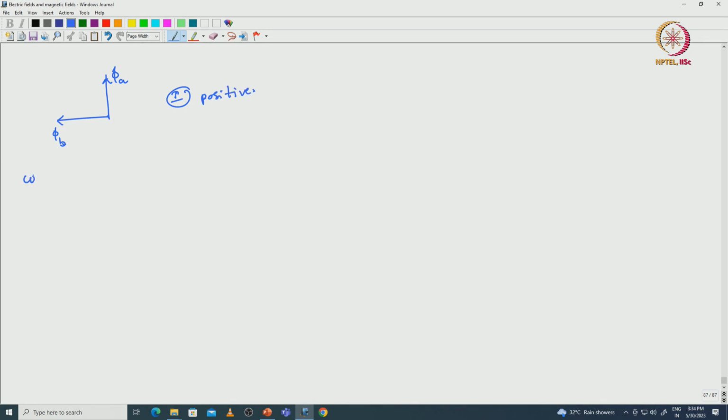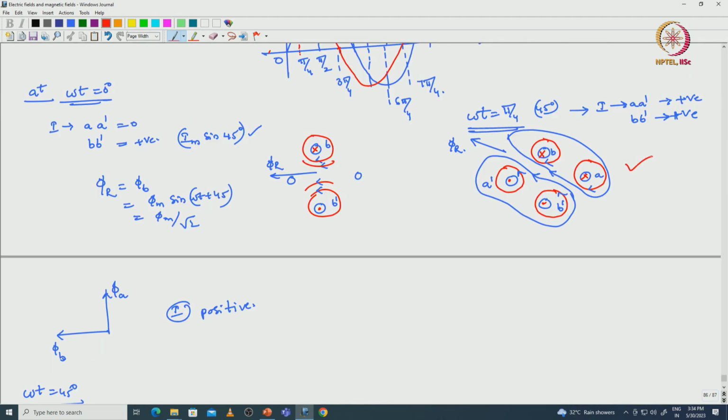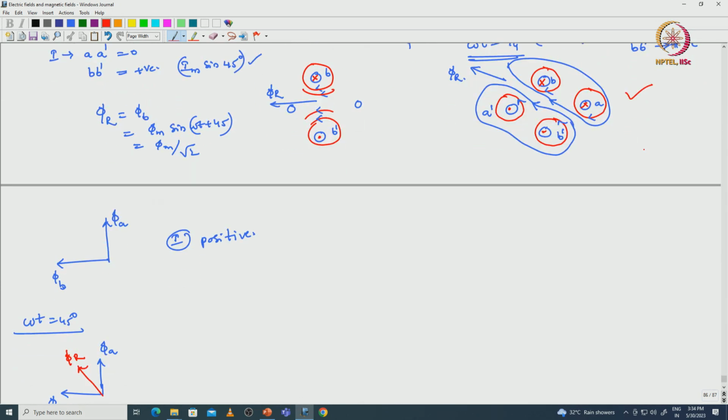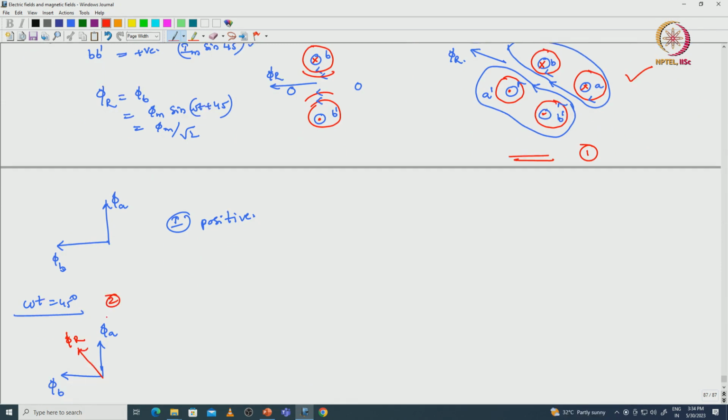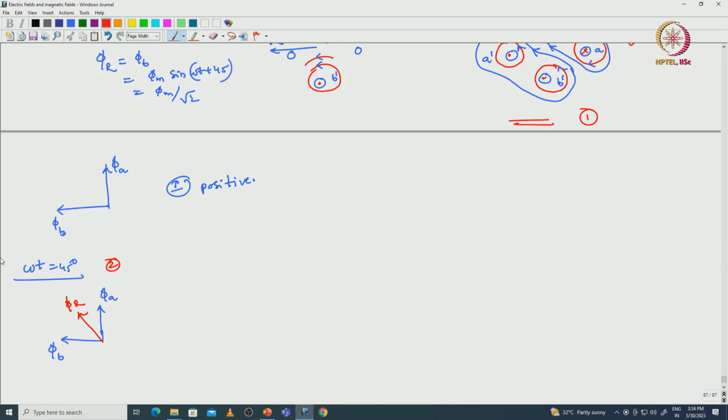At omega t equals 45 degrees, both currents are positive, so this is phi a and this is phi b. The resultant vector is in this direction, that is phi r. The same thing we have analyzed in this case. From these two cases, this is with respect to the flux loop analysis and this is with respect to the vector analysis. In both cases we see the same resultant flux vector direction.